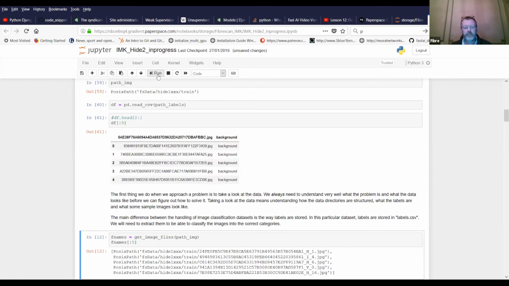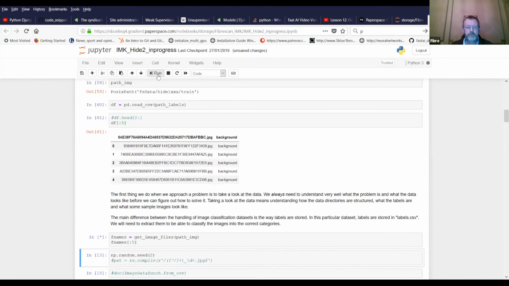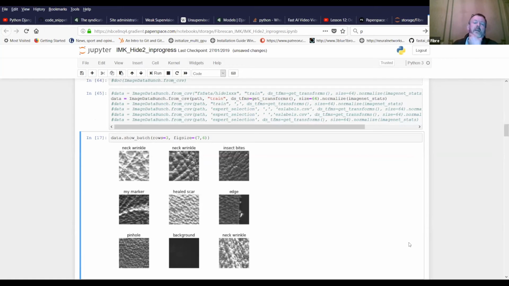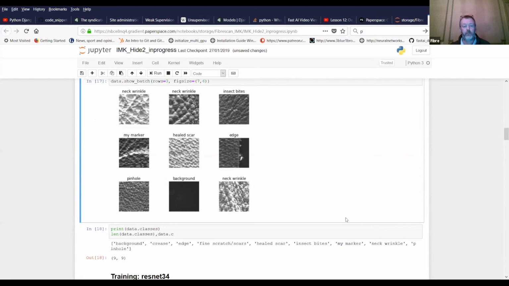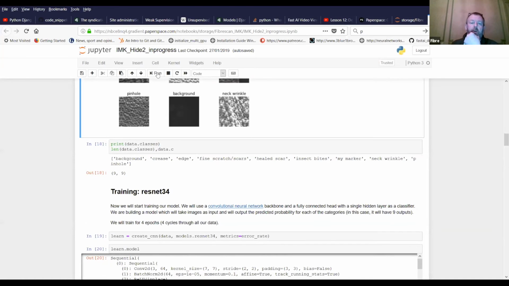Some examples of the first few defects. So this is a neck wrinkle, an insect bite. To tell you the truth, when you look at them, you can't really see much in them. An edge obviously stands out, background obviously stands out. A pinhole is very, very small here. The marker that we use to mark the defect so that we don't go mad, a sample one is there. A heel scar is there. A heel scar is, as the name implies, a scar that's healed over. Okay, so those are all the classes we've got.